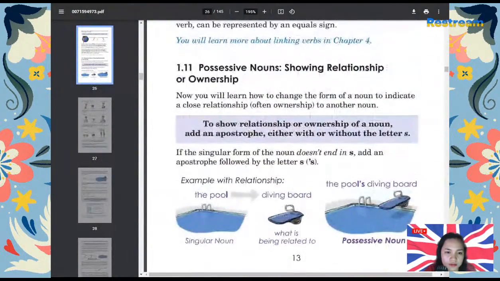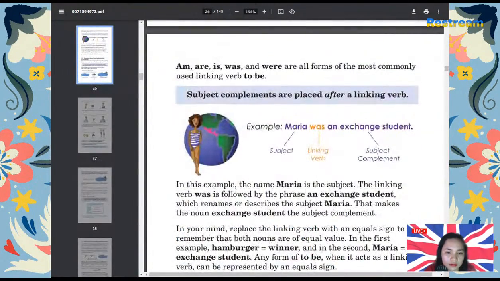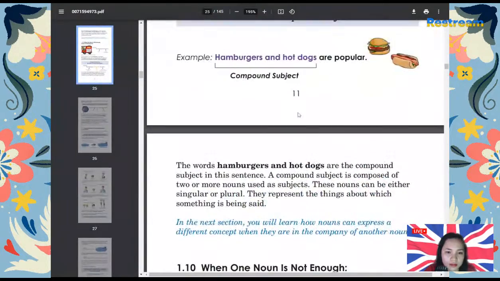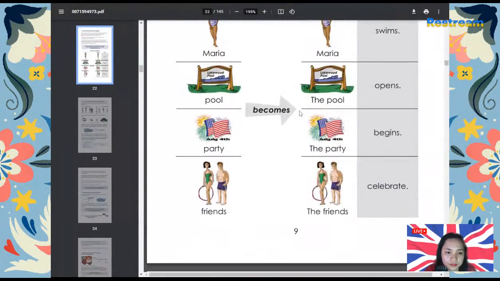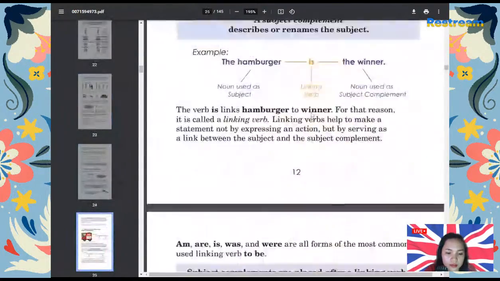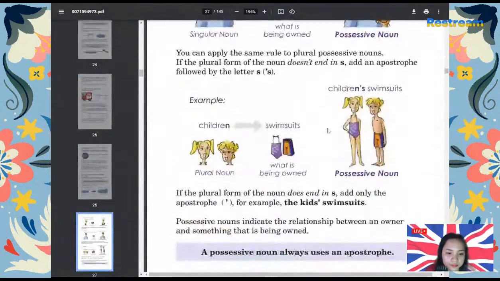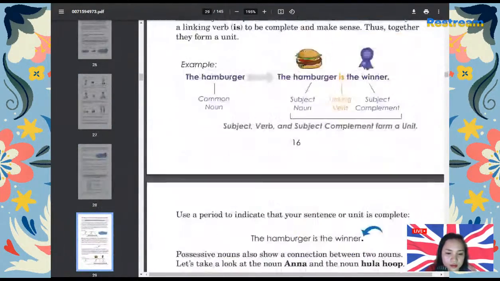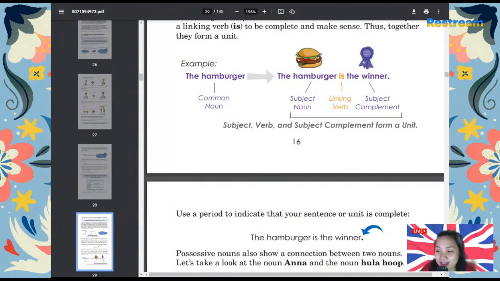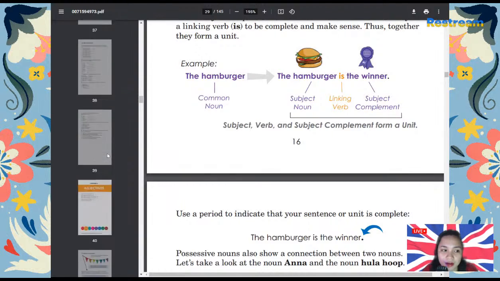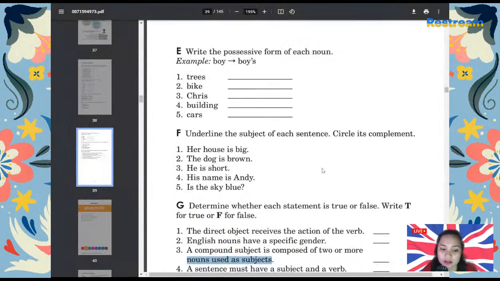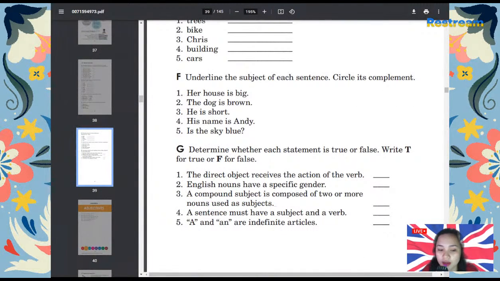Oh, we are in possessive noun. Subject complement. Okay, we pass through it. Anyways, I can find it. But yes, Dhruv, you are correct. A compound subject consists of two or more nouns. Sometimes. Next, very good.